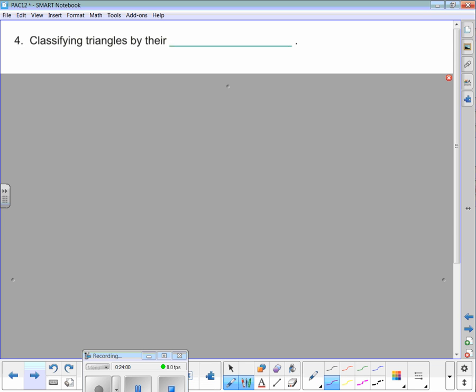If the 3 sides are congruent, then the 3 angles are congruent. If the 3 angles are congruent, the 3 sides are congruent. That would be a true statement. That might be one of your homework questions. You'd never know.